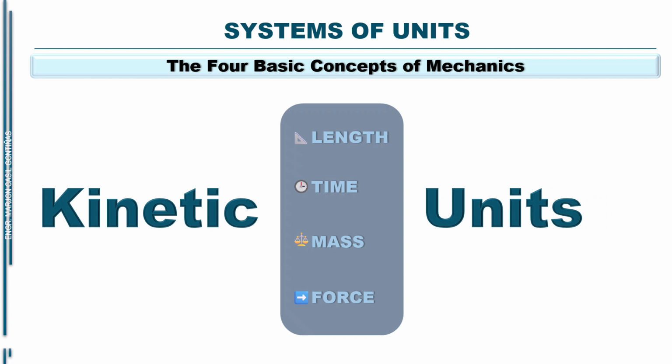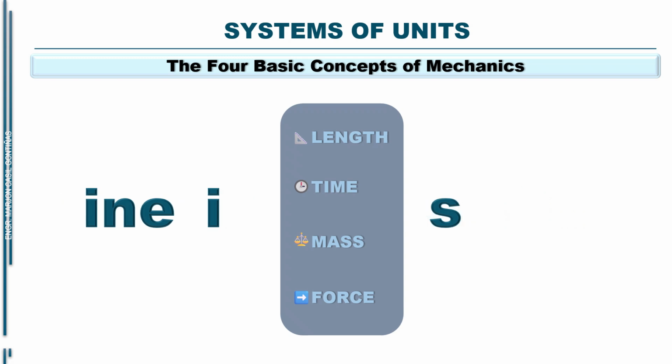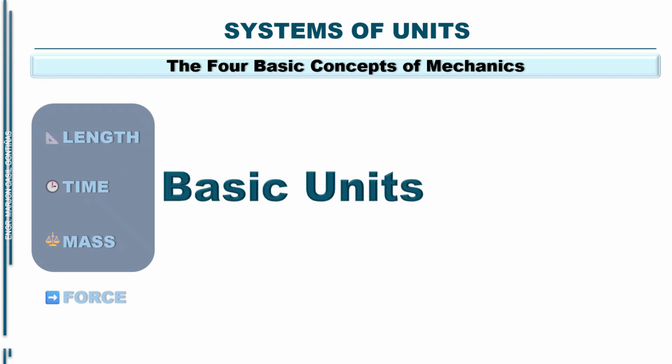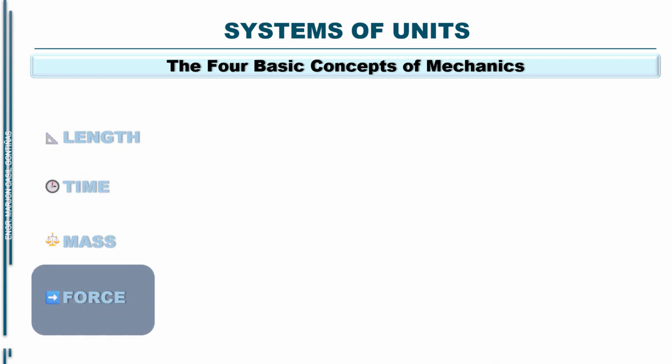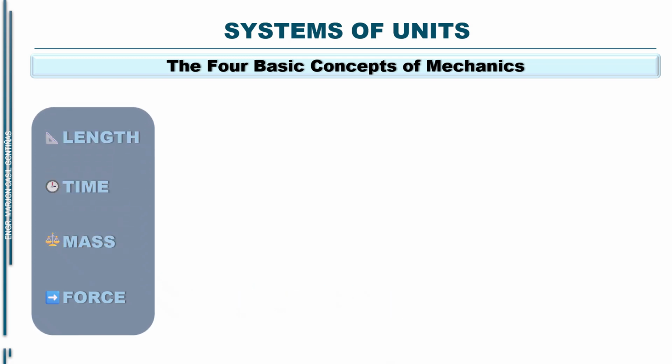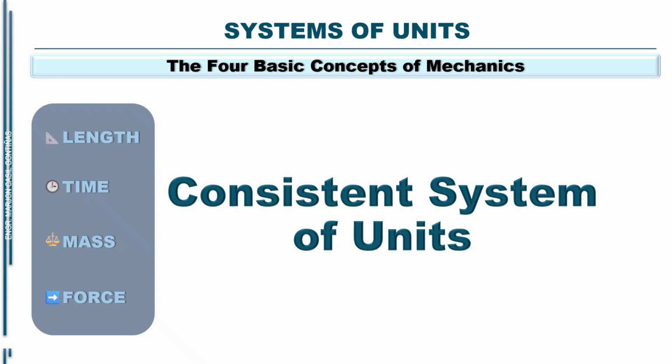These are called kinetic units because they directly relate to motion, from the Greek word kinesis, meaning movement. They're the quantities used when applying Newton's laws, especially force equals mass times acceleration. In simple terms, they are the key players whenever we analyze motion, forces, and energy in mechanical systems. Among them, length, time, and mass are considered basic units, which we can define by standard references. But force is different. It's a derived unit that must always satisfy Newton's second law. And when all these kinetic units work together consistently under this law, we call it a consistent system of units.